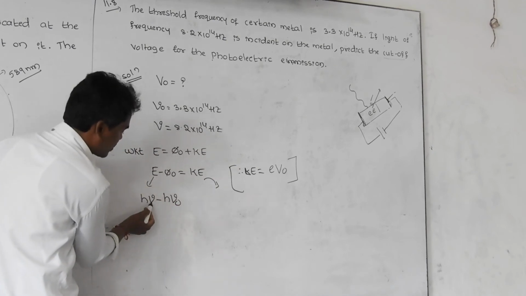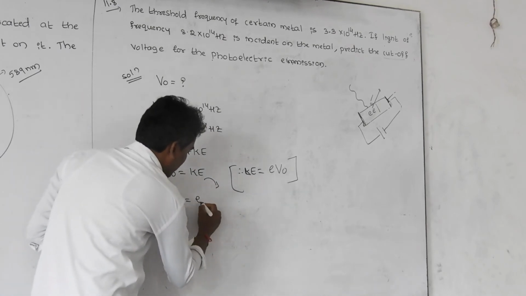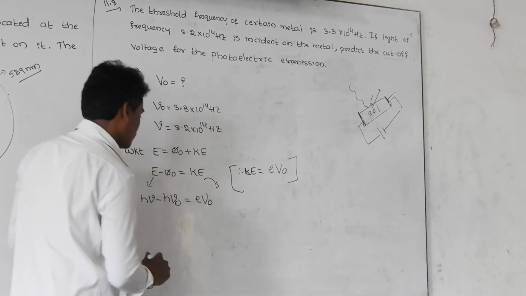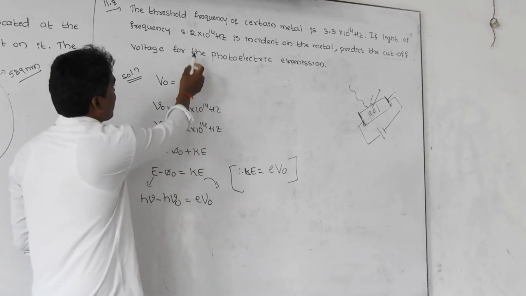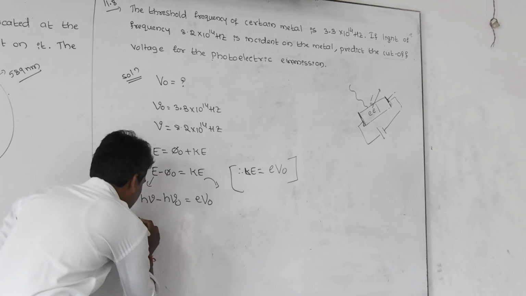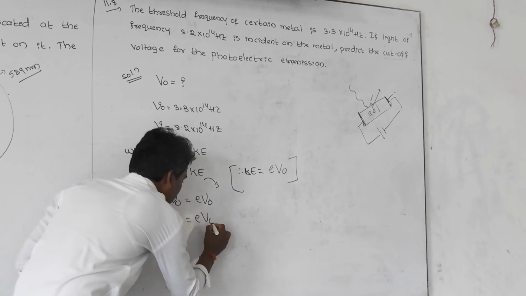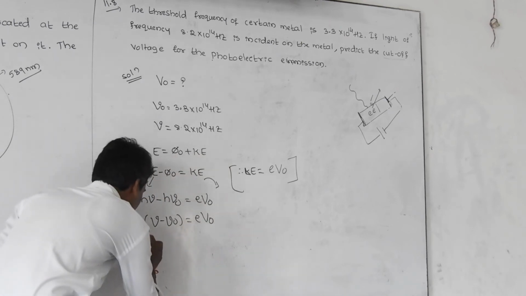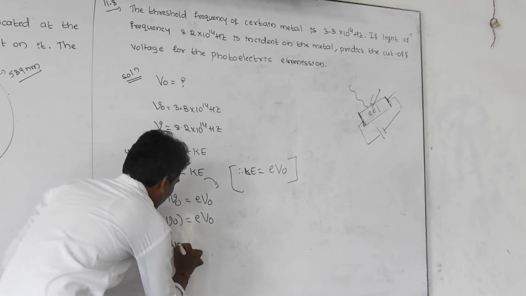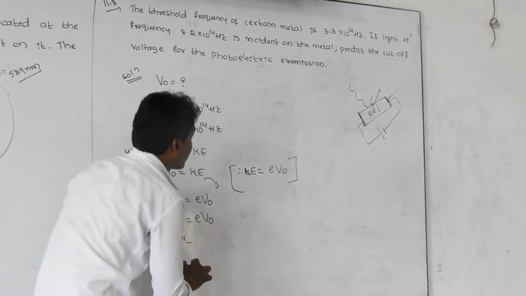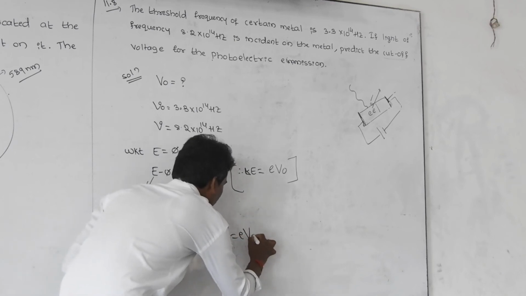This is the frequency of incident radiation, this is the threshold frequency. This is equal to kinetic energy, which can also be written as eV naught. Here h is a constant, and he has given the frequency value and also the threshold frequency. Take the common h: h times (nu minus nu naught) is equal to eV naught. Substitute the values: h as it is, nu is 8.2 into 10 to the power 14, minus nu naught, he has given 3.3 into 10 to the power 14, is equal to eV naught.